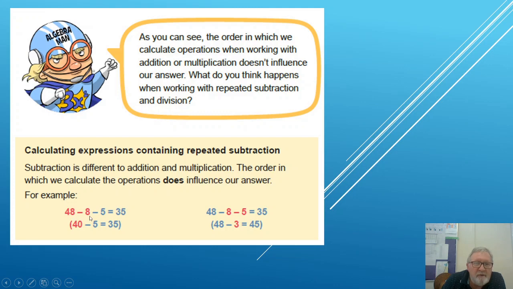If I do 48 take 8 to get 40 and then take 5, my result is 35. Whereas if I do this subtraction first, 8 take 5 is 3, 48 take 3, the answer is 45. The answer is quite different. Subtraction, it matters. And so that goes back to that convention of working left to right. The correct answer is this first one, working left to right. Subtraction is repeated. We must work left to right.